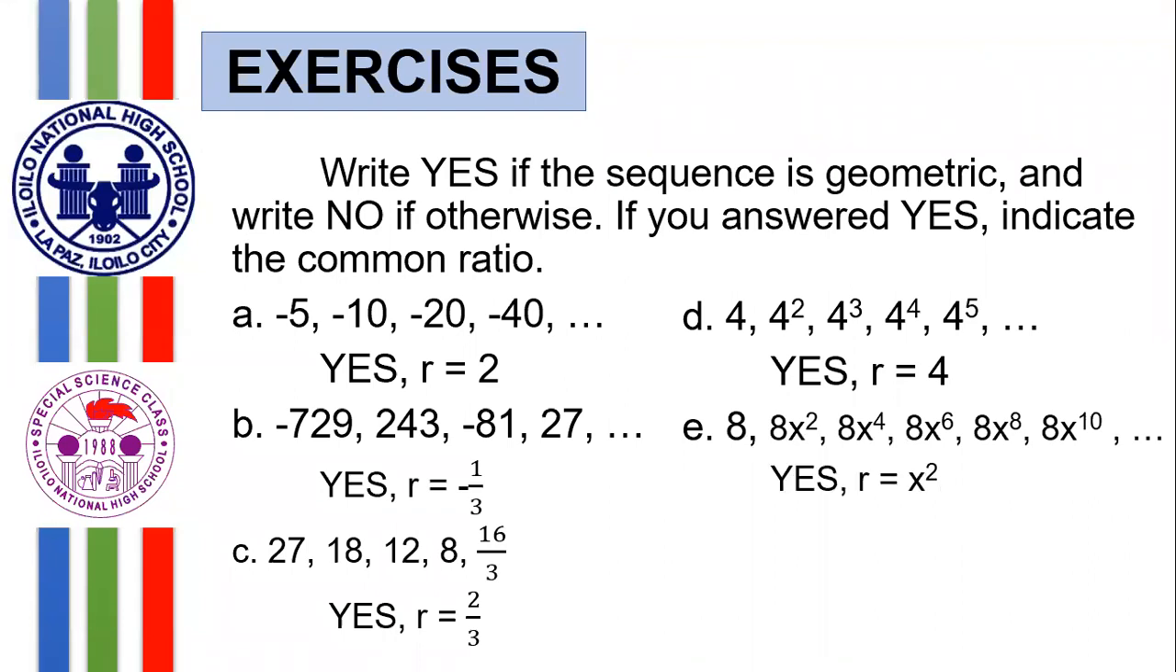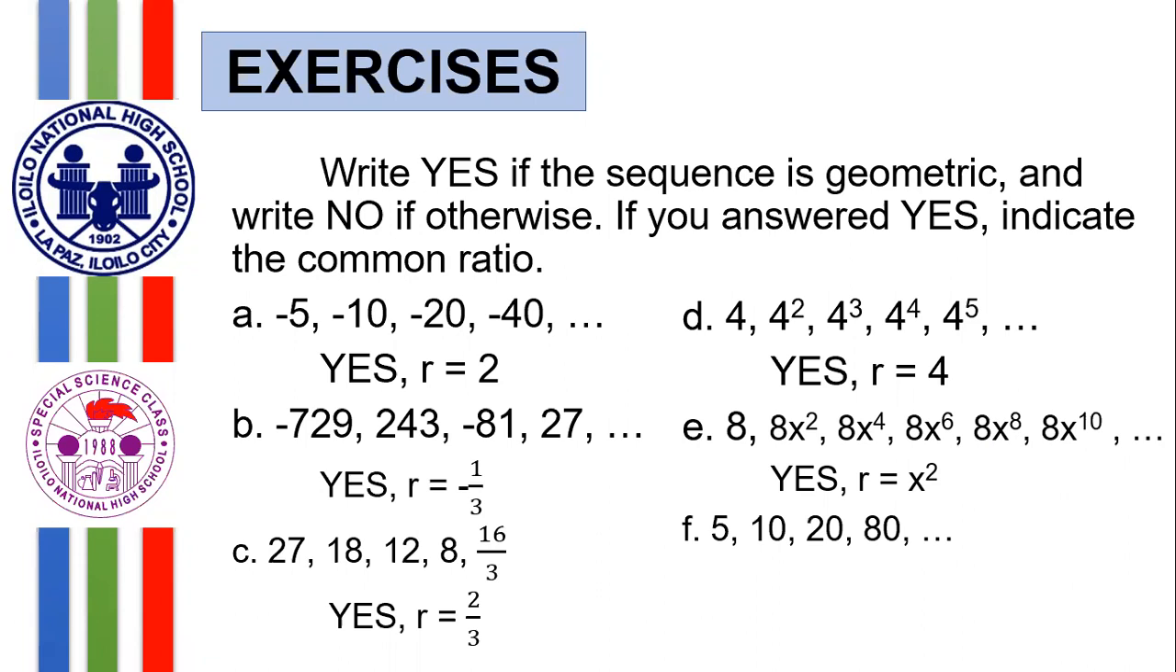So this is again a geometric sequence with a common ratio of x squared. But again, x here should not be equal to 0, or else you will have an undefined expression if you divide the second by the first, the third by the second, and so on.